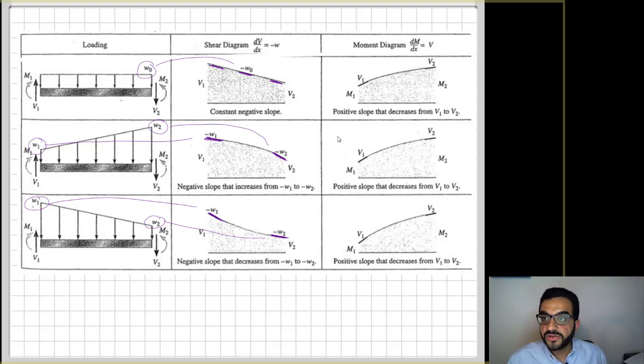Now, if you look at the relationship between M and V, V1 here and V2, V1 is a large positive value, so that's a large positive slope, which decreases to V2, which is a smaller positive value, so it ends up with a small slope value at the M2 here. And then we can see similar observations for the other two beams.